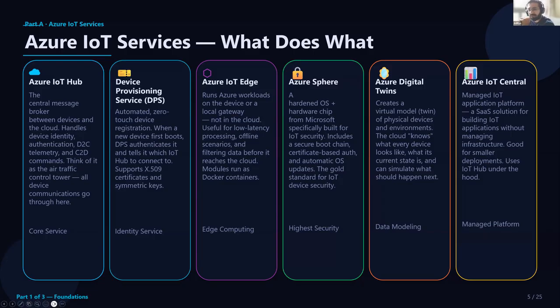Then Azure Sphere is Microsoft's end-to-end secure hardware platform. It has silicon, OS, and a cloud service, all designed for security. Let's assume not every deployment needs all of these. Most enterprise IoT starts with IoT Hub plus DPS only. Edge and Sphere add a lot of complexity, so you should have the understanding before adopting them going further.